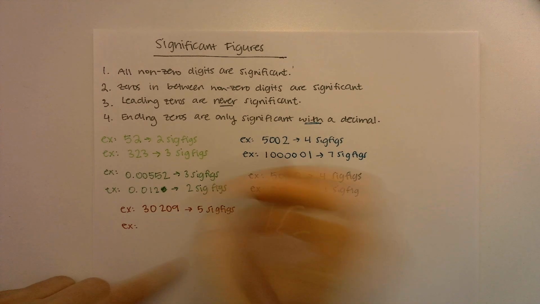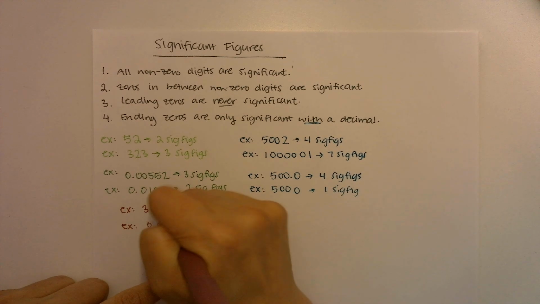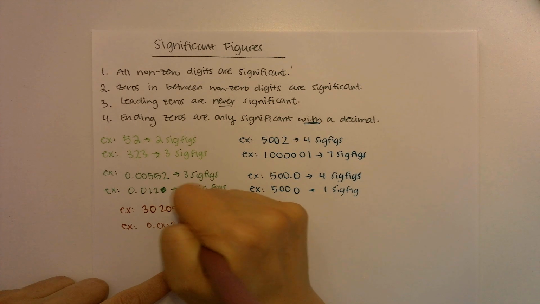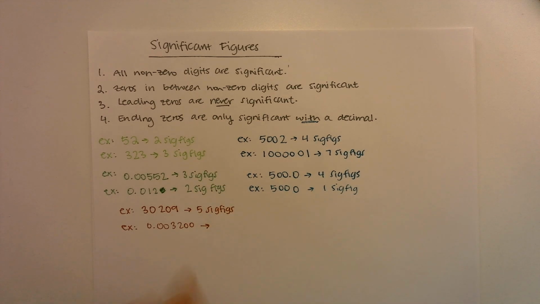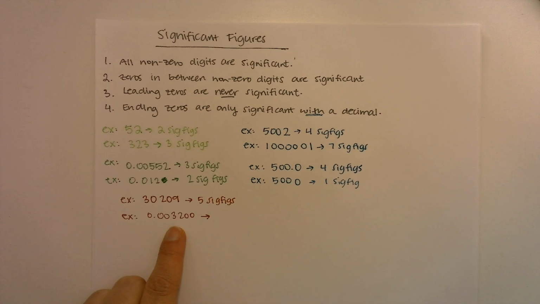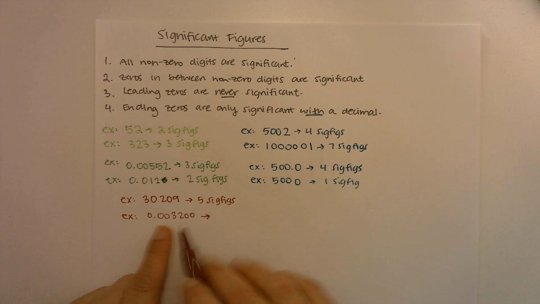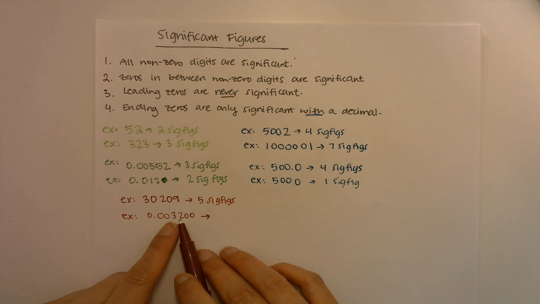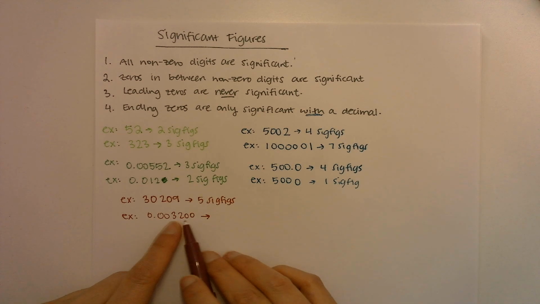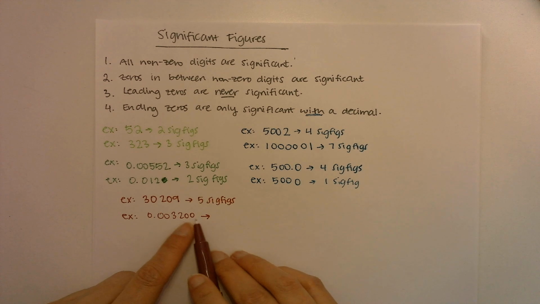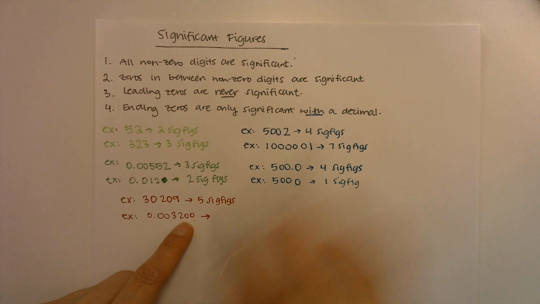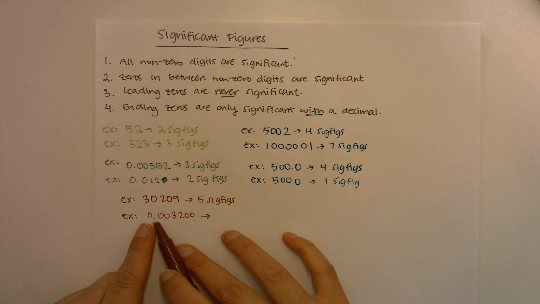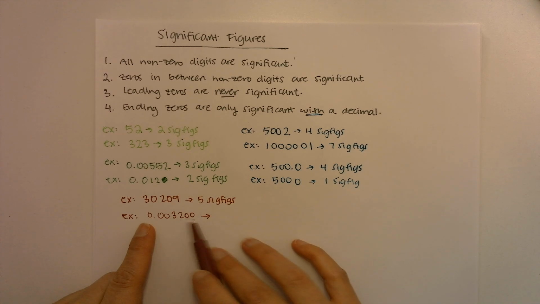If I give you another example, let's say 0.003200. This is an example where you have leading and ending zeros. The leading zeros, again, are never significant, but you know that the 3 and the 2 are significant. Then you look at these 2 zeros, my ending zeros. Are they significant? You ask yourself, is there a decimal in the value? There is. Since there is a decimal point there, these also count.